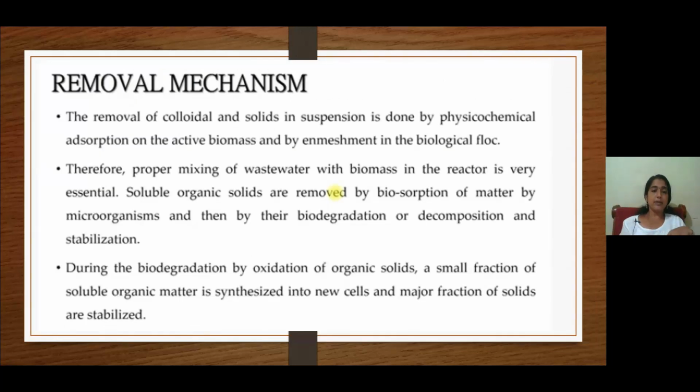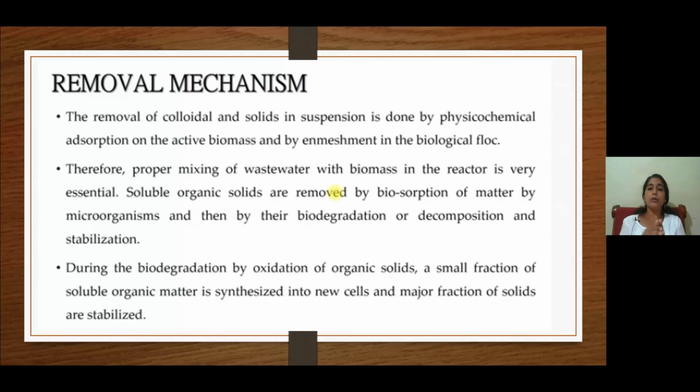Then the removal mechanism. The removal of colloidal solids and solids in suspension is done by physicochemical adsorption on the active biomass and by enmeshment in the biological floc. That is, the activated sludge collects these colloidal particles and suspended solids by adsorption and by enmeshment in the biological floc. Therefore, proper mixing of wastewater with the biomass in the reactor is very important and essential.